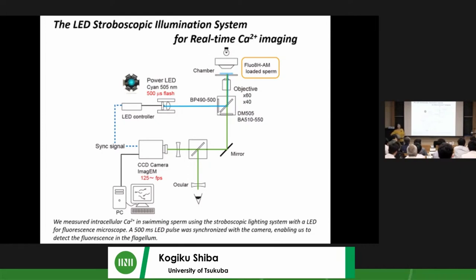So we use a special system to visualize the intracellular calcium signal. It is a very weak fluorescent signal. So we use a cyan LED in this fluorescent microscope. We can control the LED, and we make a stroboscopic system to capture the flagellar waveform in each frame.